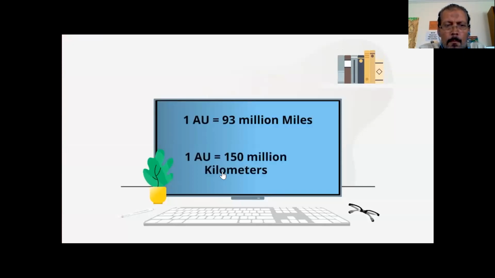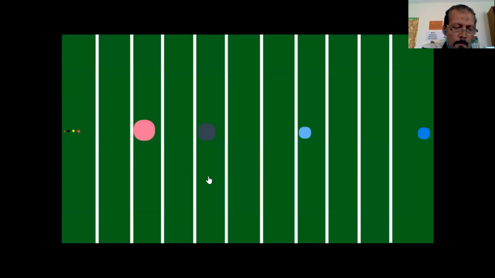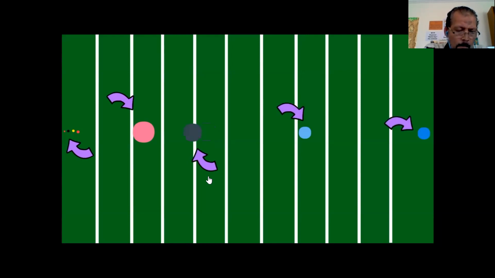If you had a scale drawing of the planets on a football field, then Mercury would be at the 1.6 yard line, Venus would be at the 2.4, Earth on the 4 yard line, Mars at the 6, and then Jupiter is found all the way at the 21 yard line, Saturn at the 38 yard line, Uranus at 76 yard line, and Neptune would be almost 120 yards away. In between Mars and Jupiter, you would find an asteroid belt.